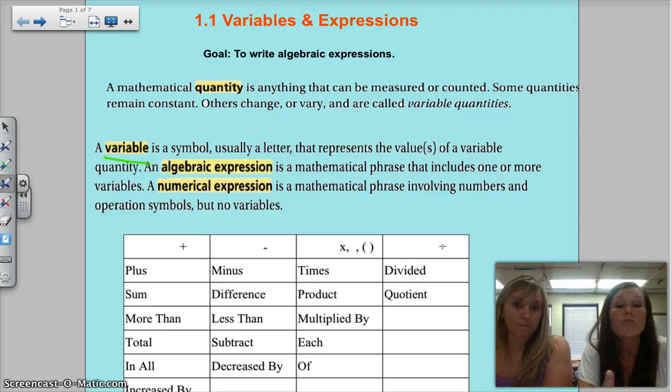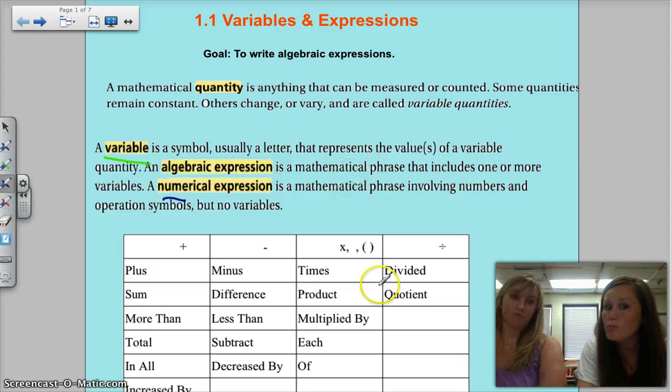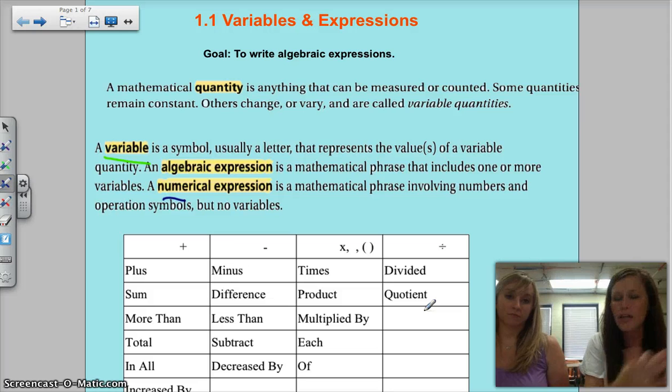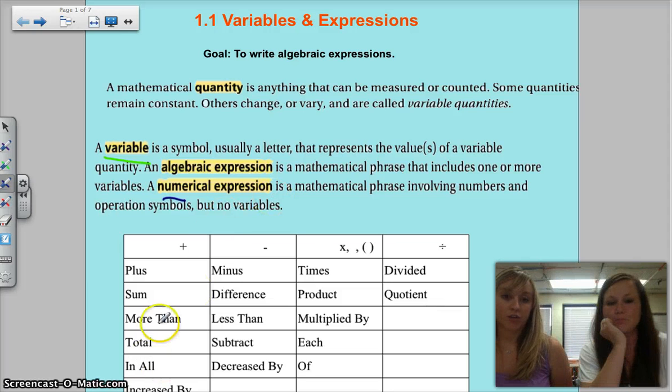We've also got numerical expressions. It's an expression that involves numbers and operation symbols: add, subtract, multiply, divide, plus, minus, times, divide. So numerical has numbers. Algebraic has numbers and letters. Here's your chart that has everything listed for you.